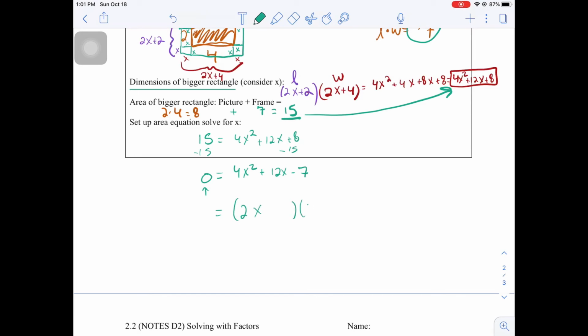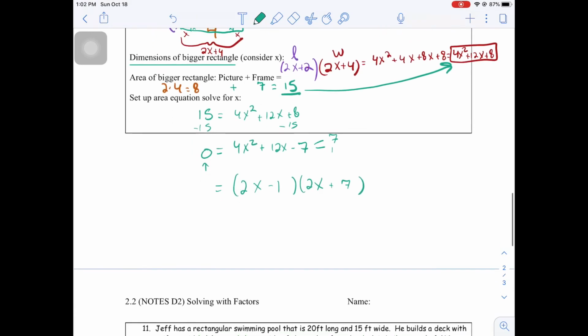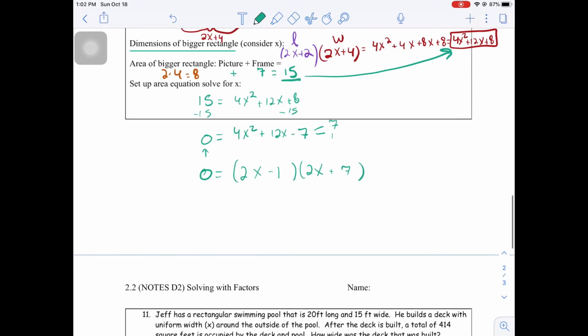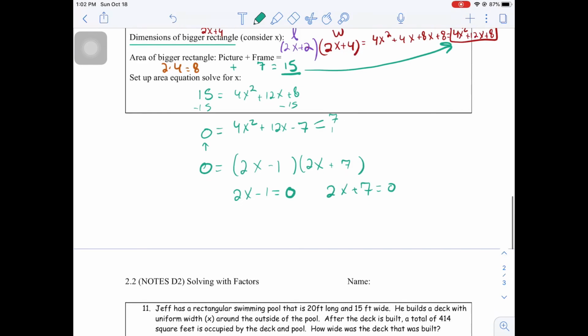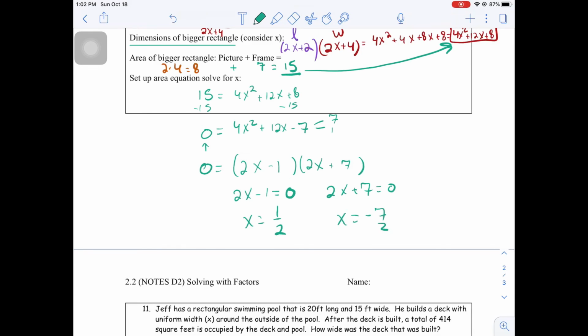So we get, I'm going to say 2x and 2x. We have 1 and 7 are our only factors in the back, so we need positive 12x. Something in positive 7 would give us positive 14, negative 1. So then we have 0 is equal to that. Now we just set both of these equal to 0 to solve for x. So we set 2x minus 1 equal to 0, and 2x plus 7 equal to 0. So now we have x equals 1/2 and x equals negative 7/2, right?